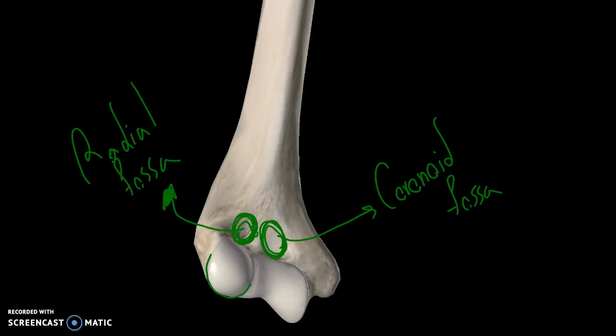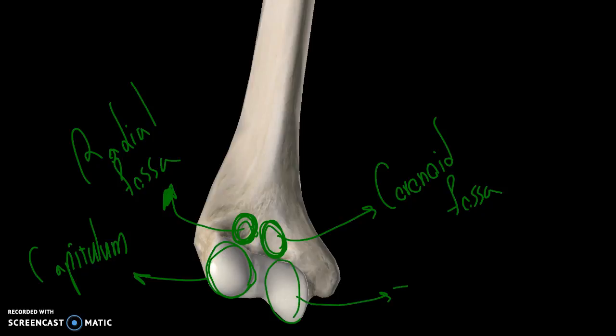Now you can see this bump here, and this guy here is known as the capitulum. Capitulum. And right next to it we have the trochlea, and trochlea extends all the way back to the other side. I will rotate the structure in a sec, but again, this is known as the coronoid fossa, this guy here, and this is known as the radial fossa, capitulum, and trochlea.